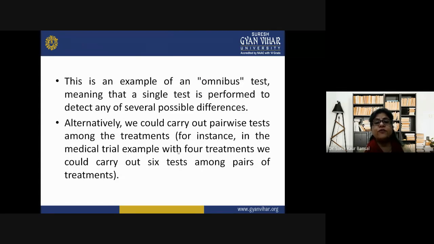Now, this is an example of an omnibus test. An omnibus test means that a single test is performed to detect any of several possible differences, whether they exist or not. Alternatively, we could carry out pair-wise tests among the treatments. For example, in the medical trial example with 4 treatments, we could carry out 6 tests among pairs of treatments. So this is something that can be done simultaneously.